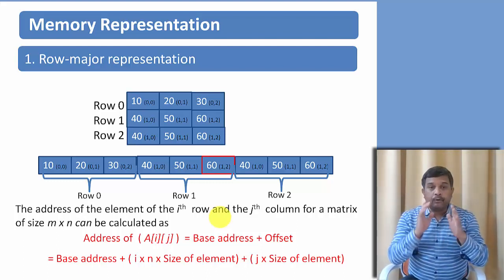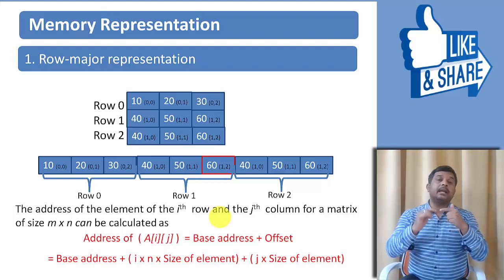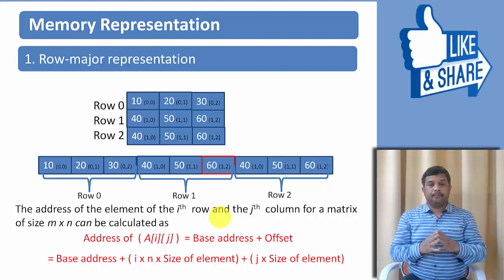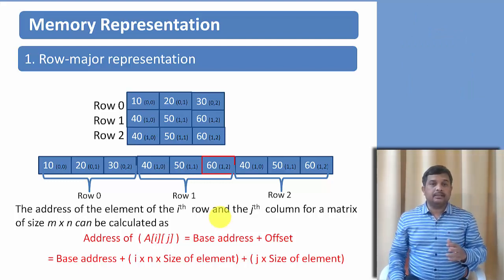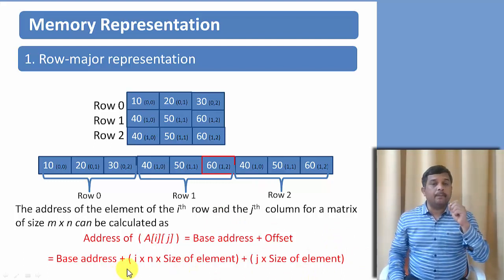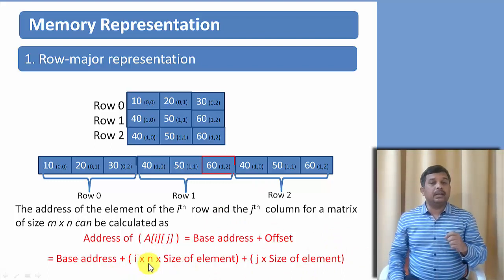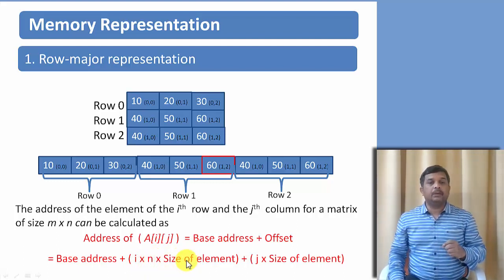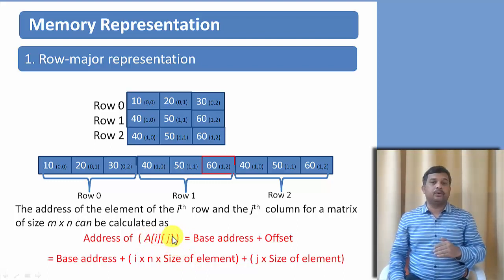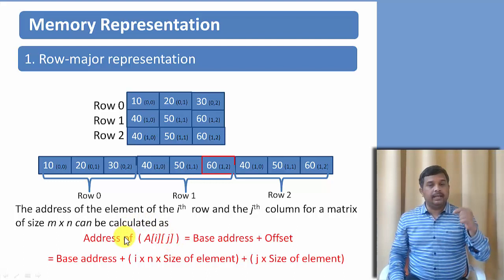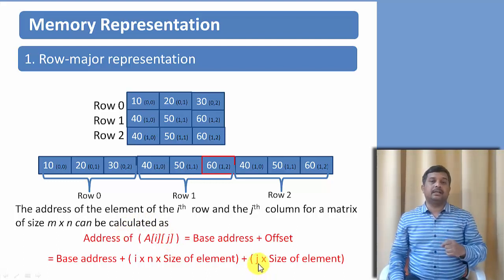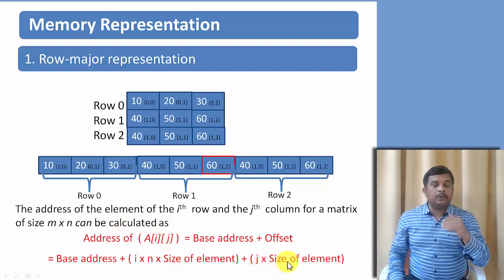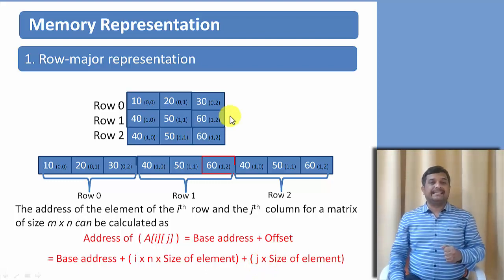It means before the element a[i][j] there are i number of rows present. So that's why this i. And each row contains n number of elements and each element is having some size. Similarly for this j, it means before the element there are j elements present in that particular row. So j, and each of the elements will be having a size. You will be able to understand it when we do an example.